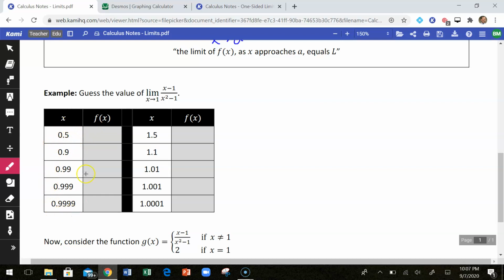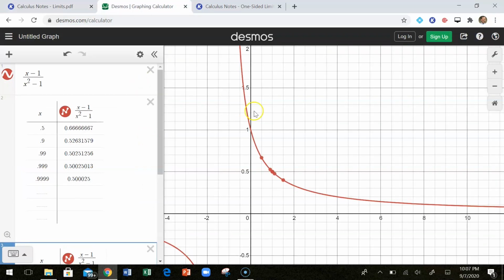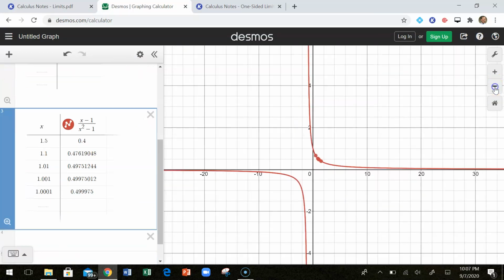So I'm doing this again from the left side of 1. I'm starting at 0.5 and working towards 1. And then also from the right side of 1, starting at 1.5 and again working towards 1. I want to get these y values, and I want to hopefully see some trend with my y values, and whatever that trend is, that is our limit. Okay, so I've already kind of done this. I've graphed y equals x minus 1 over x squared minus 1. I'll zoom out so you can see what that looks like.